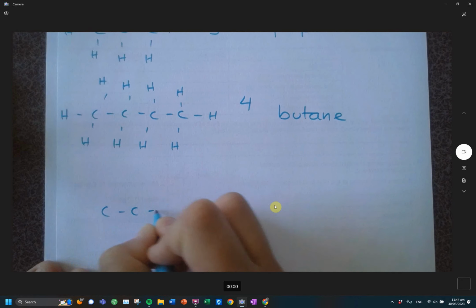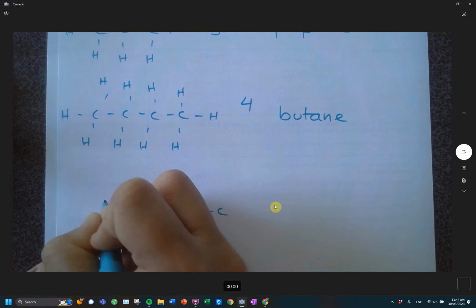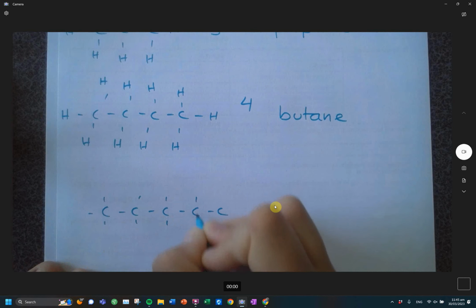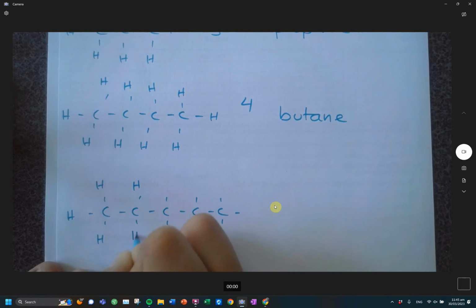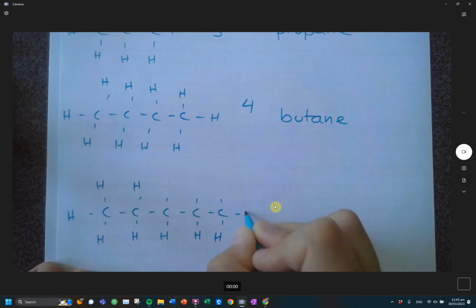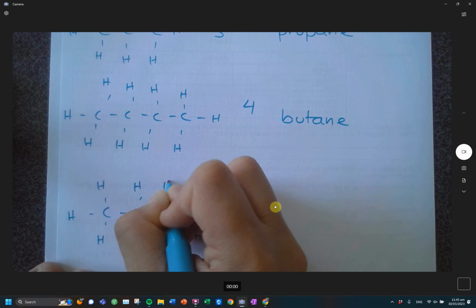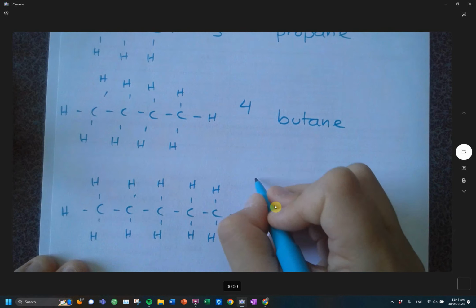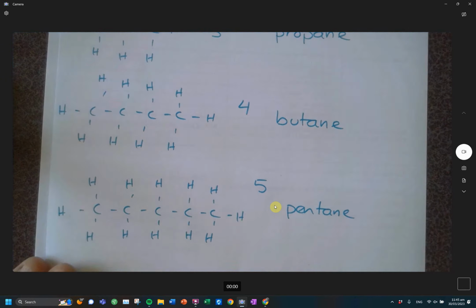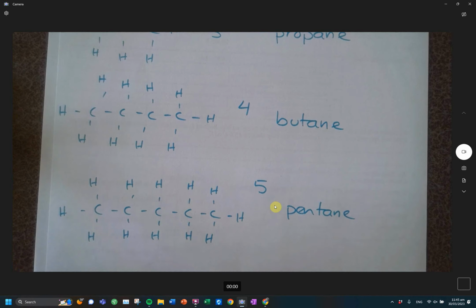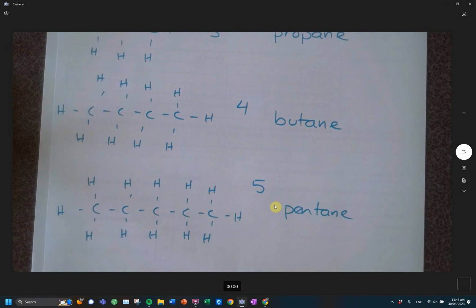Fifth one you might be able to guess. What do you call something that has 5 corners? Pentagon. So that should be pentane. Yeah, you might have heard of butane gas. We burn that. So if it's 5, that's pentane. 1, 2, 3, 4, 5. Pentane.